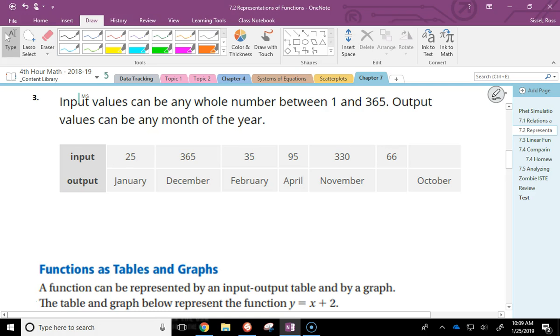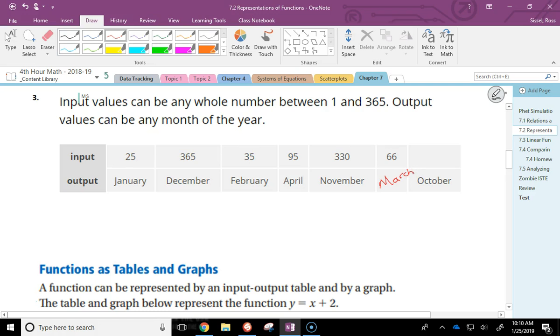Dusty? September. 66 is not December. No, I didn't say December. I said September. 66 went in, September would not come out. It would be March. What is the rule?